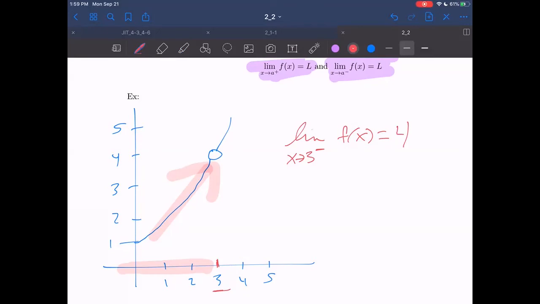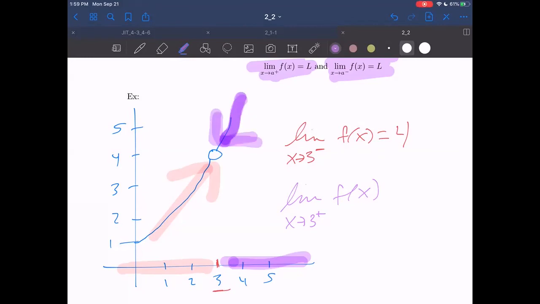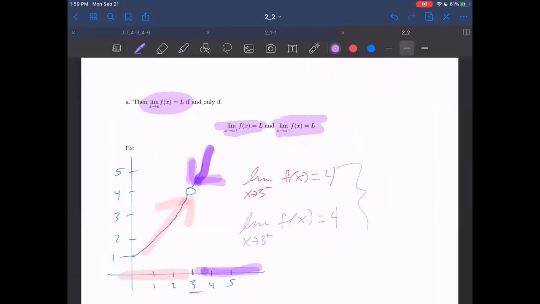Okay, and we can do the same for the limit as x approaches 3 from the right of f of x. So we want all the values where x is greater than 3. As those values of x greater than 3 get close to 3, what does our function look like it's going towards? And it again looks like it's going towards 4. And so because these two are equal, our limit as x approaches 3 of f of x is equal to 4.